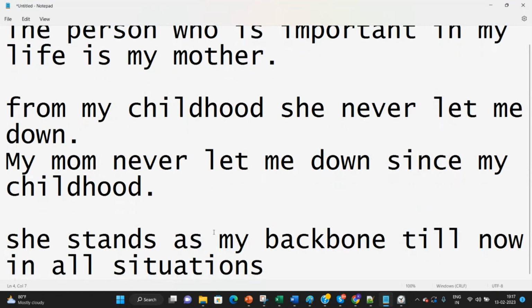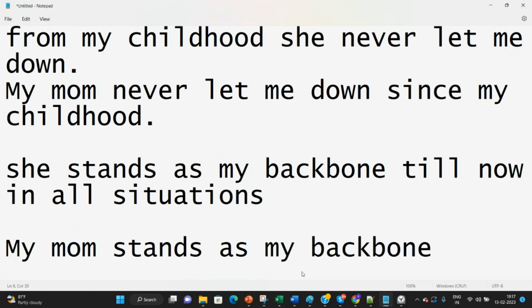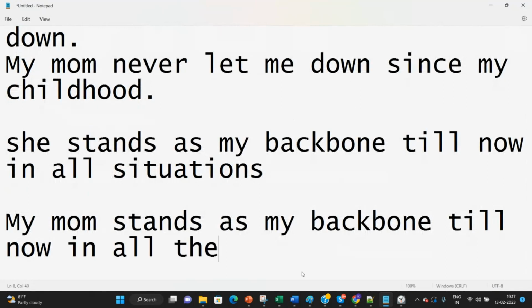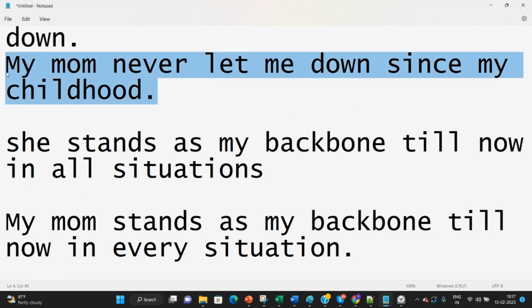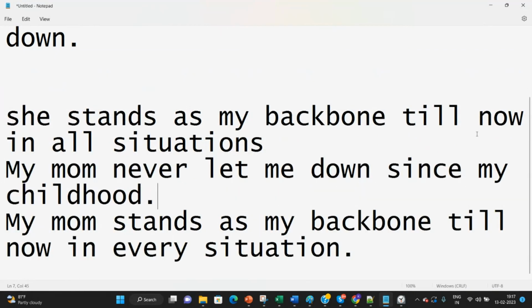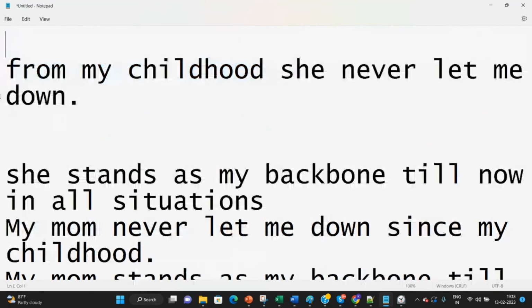The third sentence is she stands as my backbone till now in all situations. This sentence is very well thought of, right? I'm just making some minor correction. Instead of she, like I said, you can say my mom stands as my backbone till now in all the situations. Or you can simply say till now in every situation. Now I'm just copying all the corrections that we made.